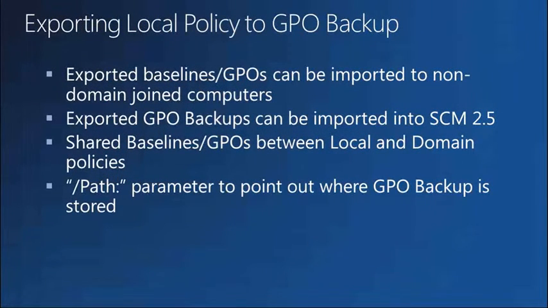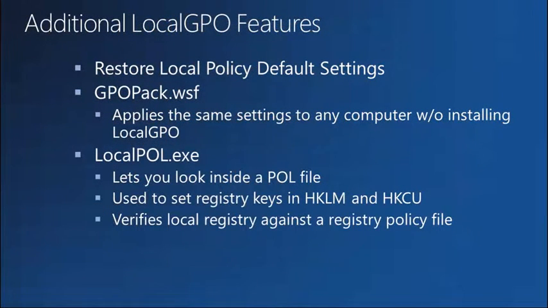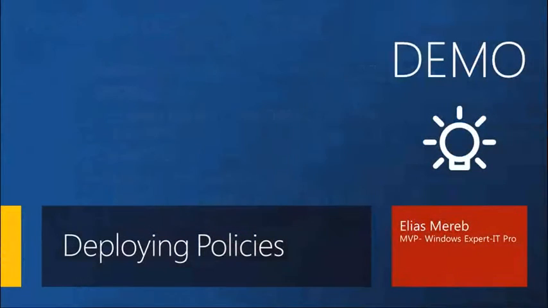We also have the ability to export local policy to a GPO backup, and basically that was the demo that I just showed you. You can do it as a standalone or for a domain controller backup that you can import. What are the local GPO features we have? We can restore all the local policy to the default settings. We have the GPO pack and the local pol tools. They are the ones that help us deploy those to standalone machines. And basically that was the demo, deploying all those.